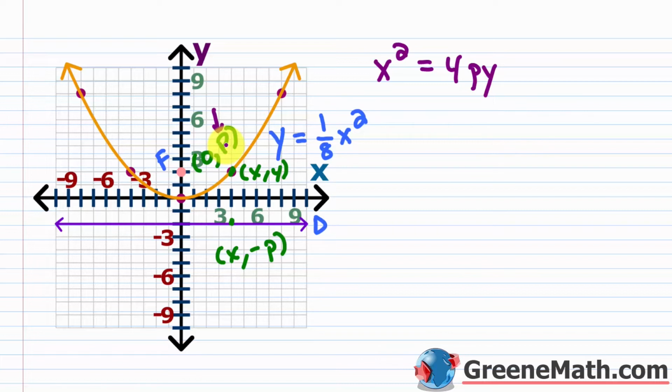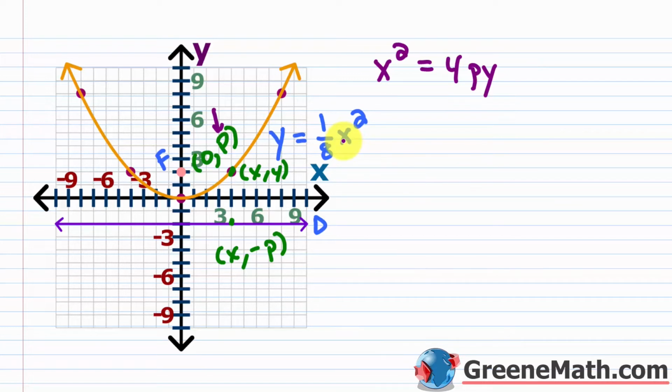Now this is going to change when we look at a horizontal parabola. In this case, we're looking at a vertical parabola, and we're looking at one specifically that has a vertex at 0, 0. So these formulas are going to change. But we'll get to that later. For right now, we can use this to derive this equation.